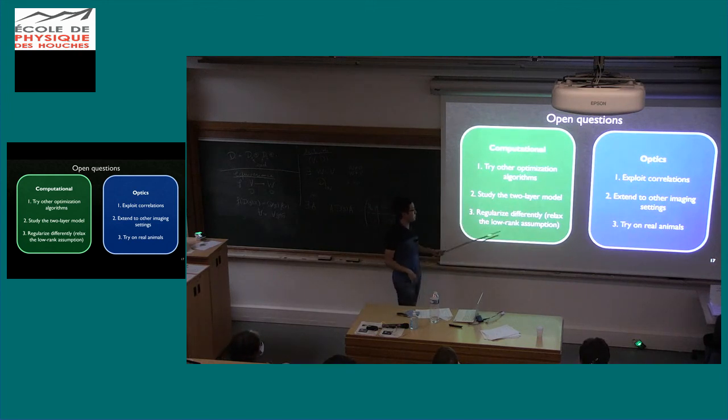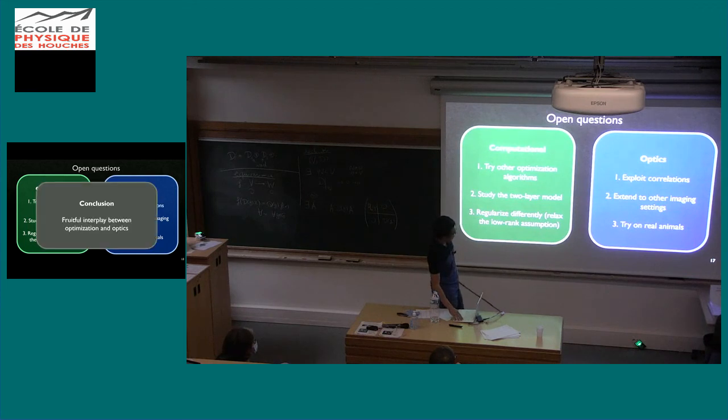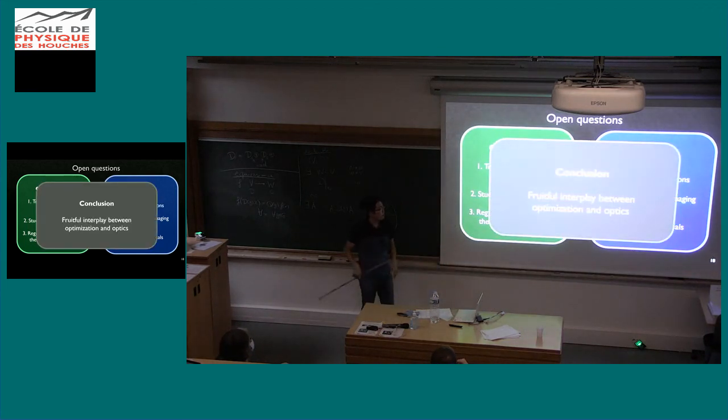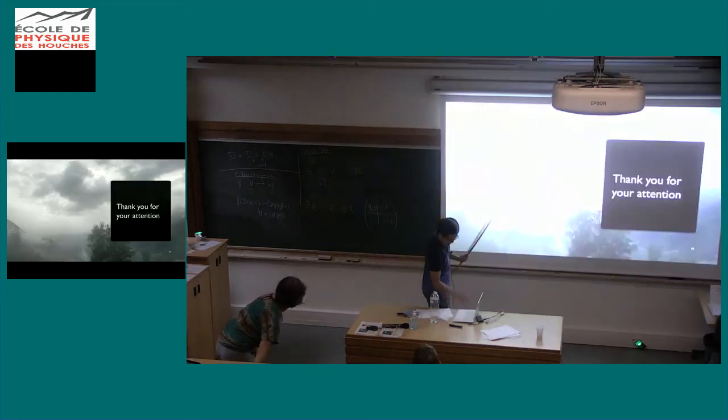So this would be something very interesting to study. And also we had a low rank assumption in the middle. So we could relax it and find other regularization because we know that we're looking at neurons. In optics, there are a lot of things to do, exploiting correlations which come from physics, trying other imaging settings, train real animals. And actually, there is a PhD student starting now on these topics. So if you want to discuss, there would be some applications coming out very soon. And as a conclusion, there is a fruitful interplay between optimization and optics. And if you want to discuss even after the school, feel free to reach out. Thank you for your attention.